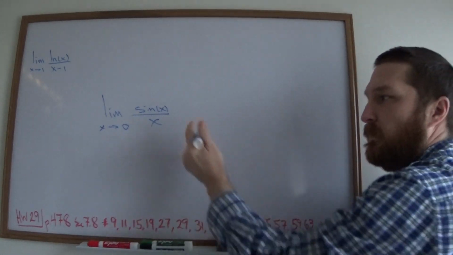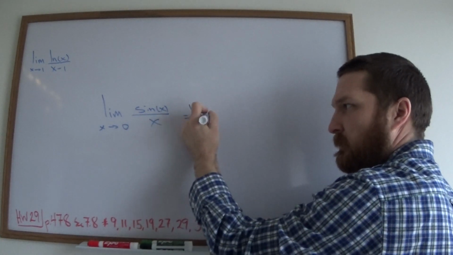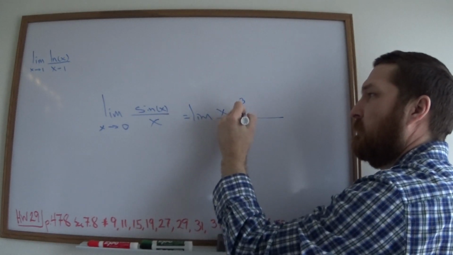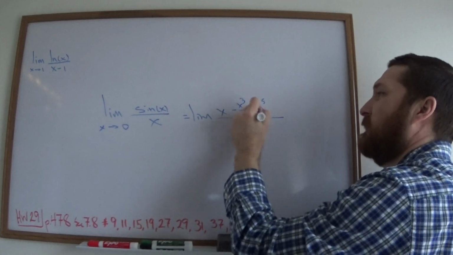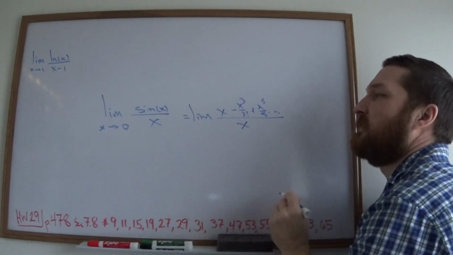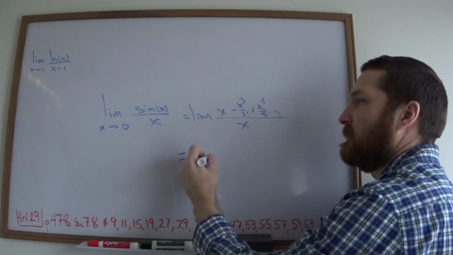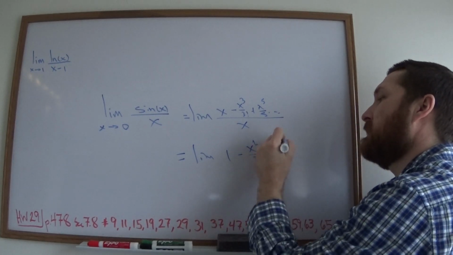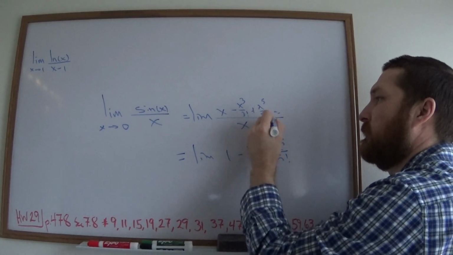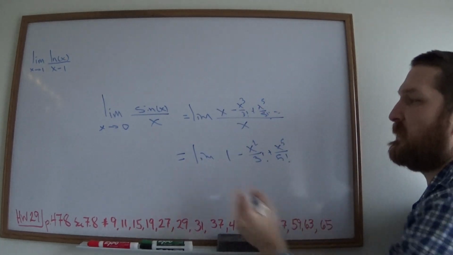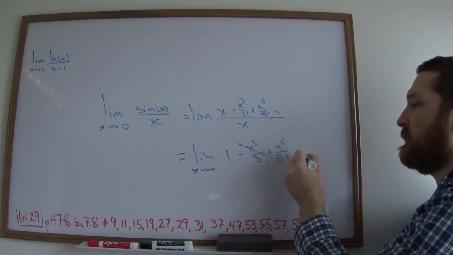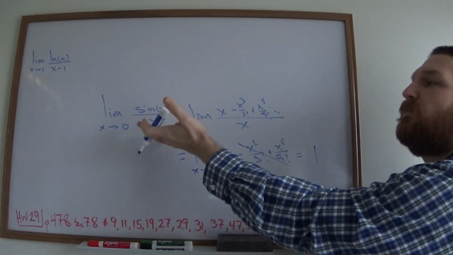Another way we could deal with something like this is to say this is x minus x cubed over 3 factorial plus x to the 5th over 5 factorial, and so on. Divided by x, that's the same thing as the limit of 1 minus x squared over 3 factorial plus x to the 4th over 5 factorial. Then the limit as x goes to 0 has no problem; those terms go away, and it's just 1, which is what we found the hard way.